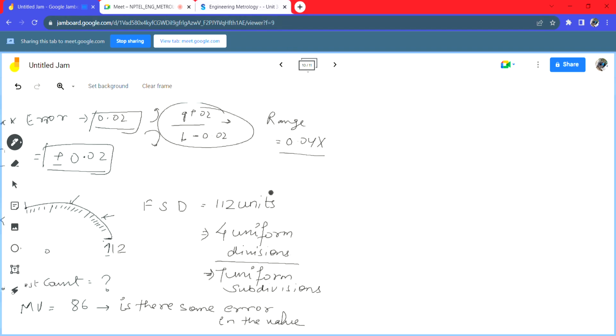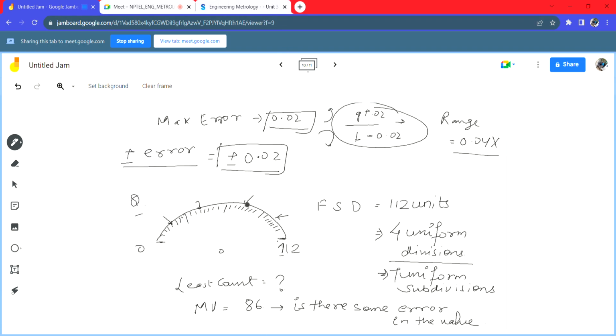So the thing was we were reading from 0 to 112, and if we divided it into four uniform divisions and seven subdivisions, it was actually 28 subdivisions that were being made. So the least value of this was 4. So our least count becomes 4. After 0 it would only read 4. There cannot be something here as 2 or 3 or 1.